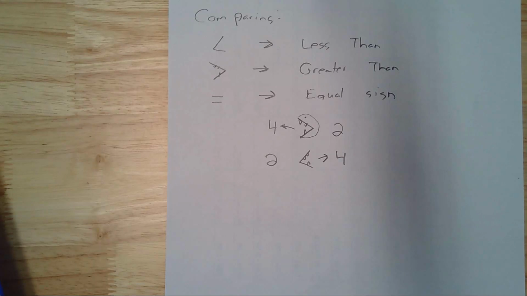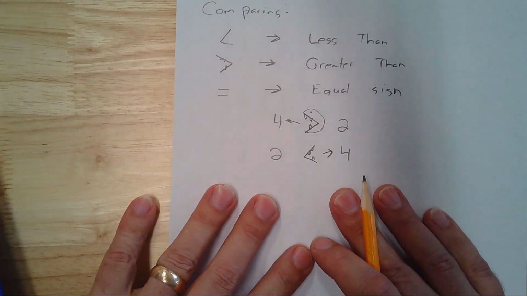5 plus 2 is 7. There's no other answer, right? It's not 6. It's not 7.5. It's not -3. 7. It's the only answer that works. So a lot of math is like that. One answer only. Okay? We good with this?